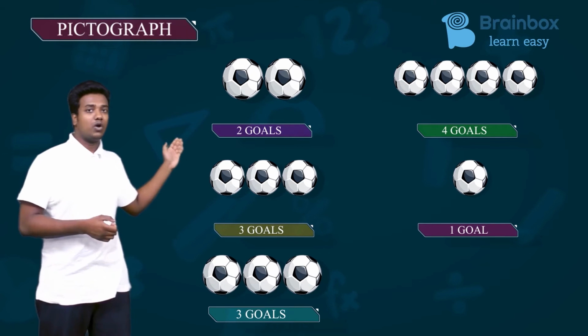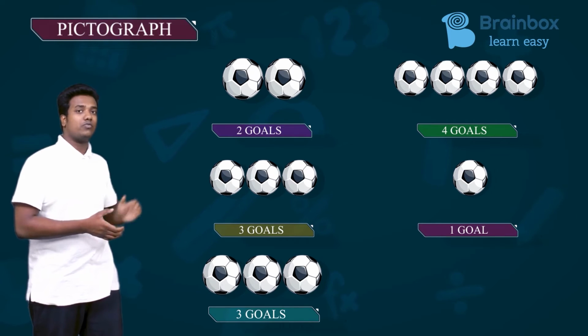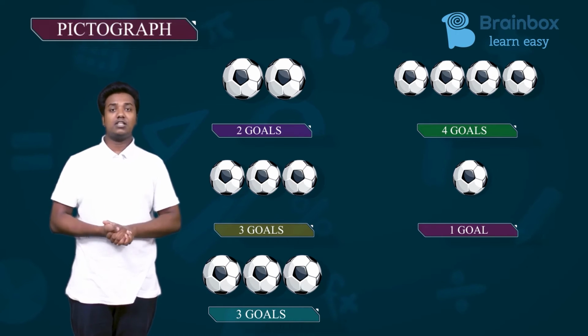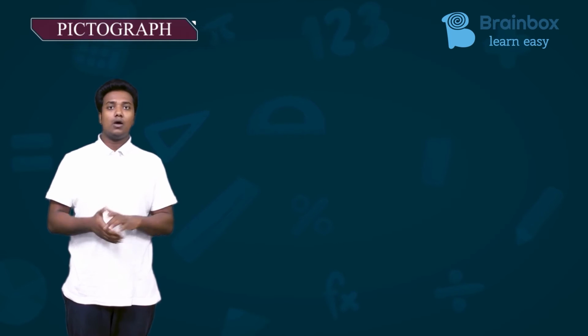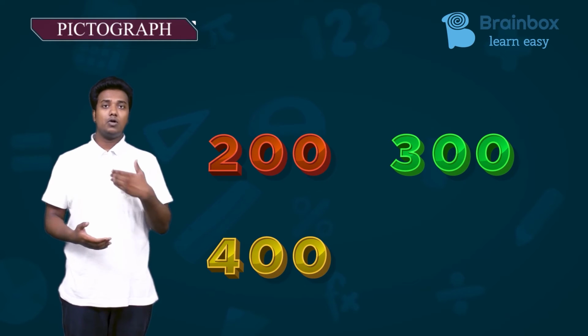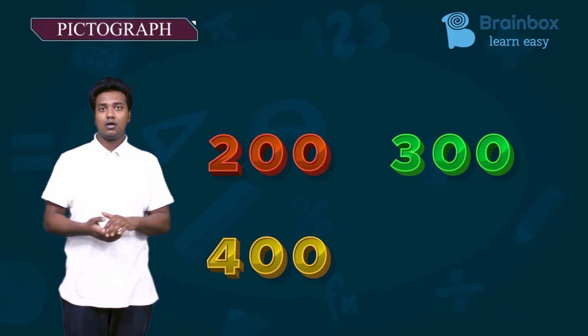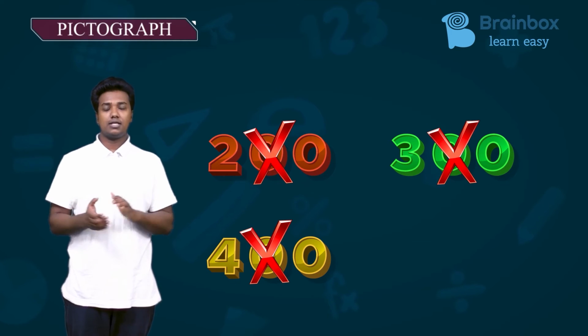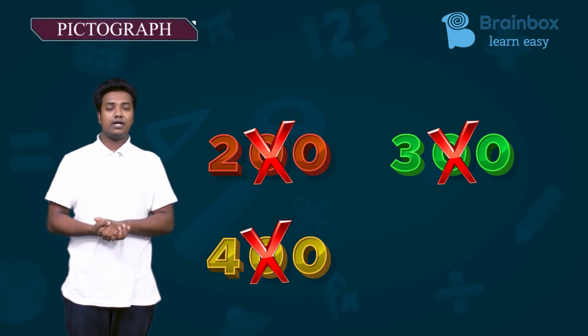If you observe these figures, they are so visual. So this representation of numbers in the form of figures is known as a pictograph. What if the numbers are too high? What if the numbers are 200, 300 and 400? Will you be able to represent these numbers in a pictorial form? No, right? It will be too tedious and too difficult to represent these numbers in the form of figures.